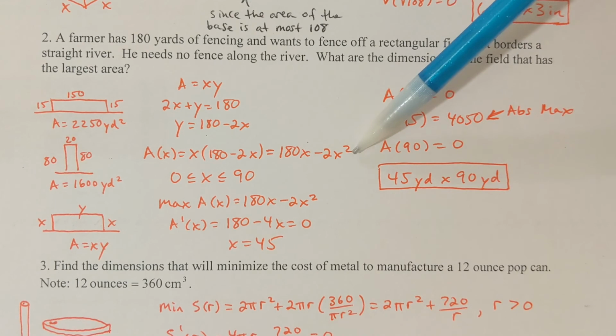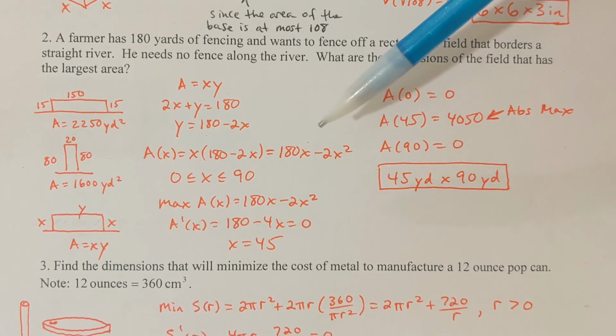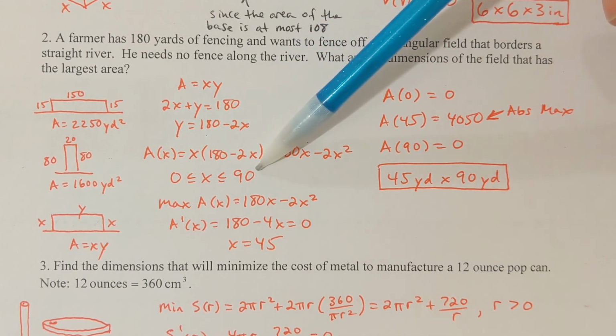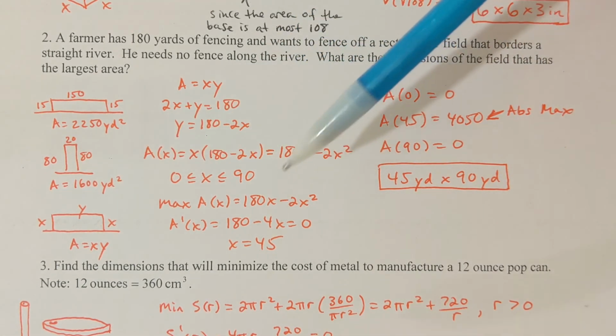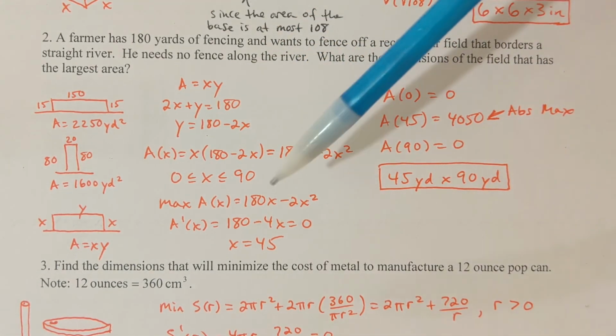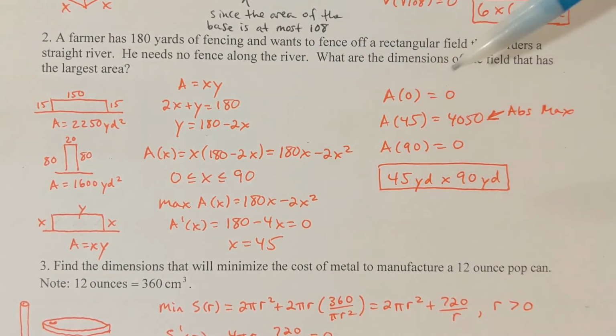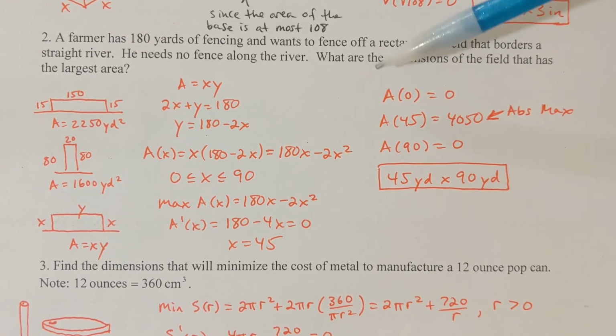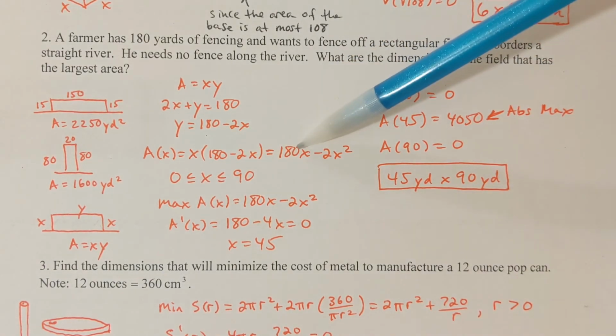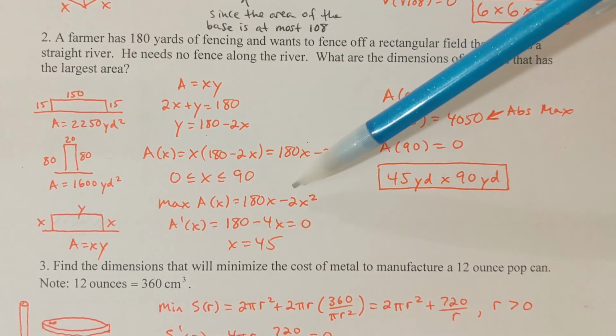I've got a continuous function, so the extreme value theorem gives me a guarantee that I will have an absolute max and an absolute min on this closed interval here. Now I care about the max, right? I'm maximizing the area, and so let's go ahead and find our critical numbers. We'll plug in the critical numbers along with the endpoints on this interval, and we'll see what is the maximum output there. Okay, A prime of x would be 180 minus 4x.